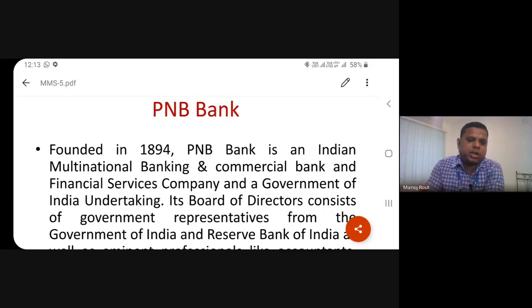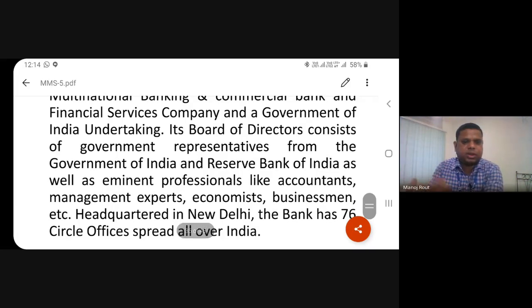The Punjab National Bank is an Indian multinational commercial bank and financial services company, a government of India undertaking. Its board of directors consists of government representatives from the Government of India and the Reserve Bank of India, and also eminent professionals like accountants, management experts, economists, businesspeople, etc. Its headquarters is situated in Delhi. The bank has 76 circle offices spread all over India.